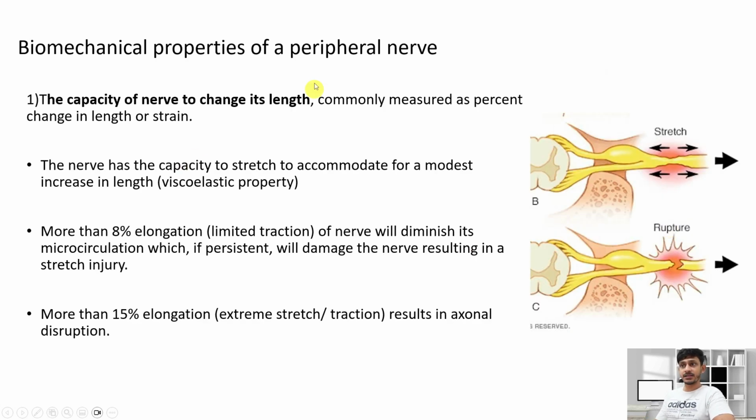So, biomechanical properties of peripheral nerve. The nerve has a limited capacity to elongate or change its length. Up to 8% is tolerated by the nerve. More than 8% will lead to traction injury of the nerve, and if persistent will result in stretch injury, and more than 15% elongation or extreme stretch results in axonal disruption. So 8 to 15% the nerve can tolerate for some time, but more than 15% it leads to axonal disruption.